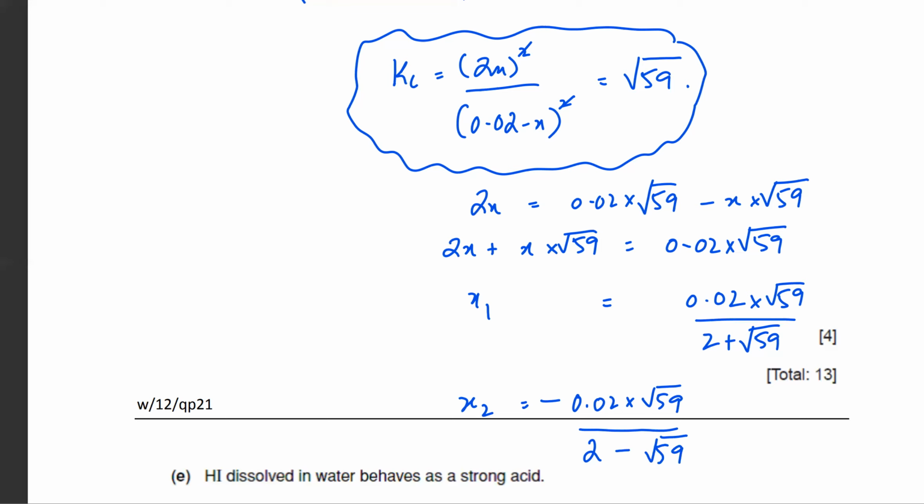किसी ने किया ये? अच्छा. x1 is 0.0159, and I think x2 is 0.027.